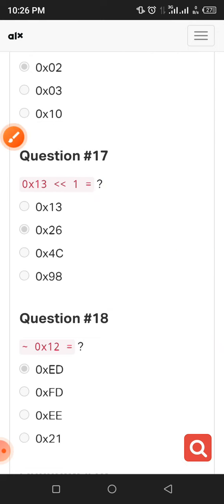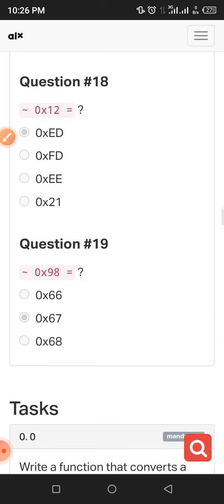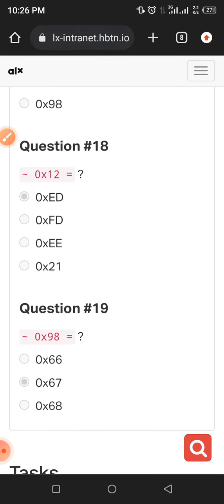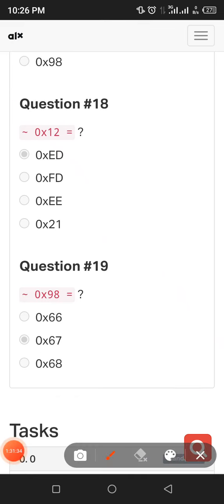Then for this one, I'm going to be doing number 18. I'm going to be leaving number 19 because 18 has letters, so I want to figure out how those letters come into play. So for instance, we have the tilde sign, which stands for what? The NOT gate. That is the opposite of everything. So if you have 1 in the NOT gate, it's going to be 0. If you have 0, the NOT gate is going to be 1. So it's always giving us the opposite.